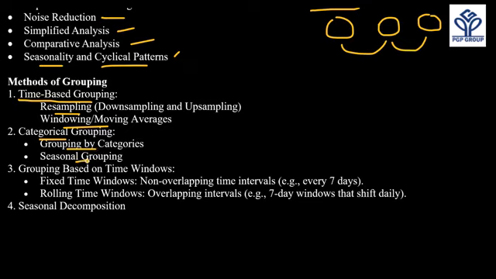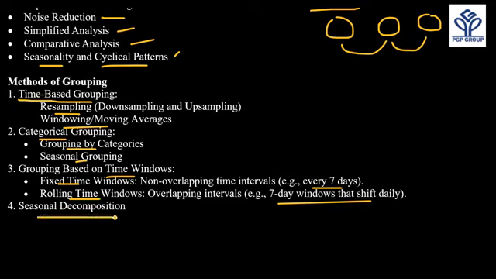And then seasonal grouping. These two are examples of categorical grouping. Then grouping based on time windows, for example, a fixed time period or a rolling time period. For every 7 days, you can have a 7-day window. They can shift daily, so you can start from Sunday, Monday, Tuesday, Wednesday, like that. So you can have a rolling time window system.